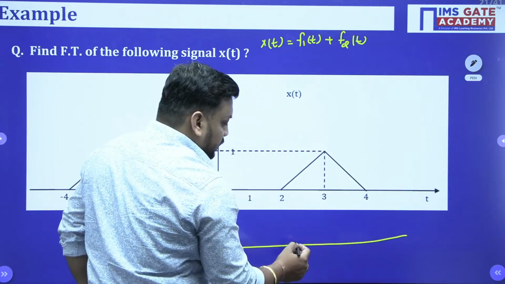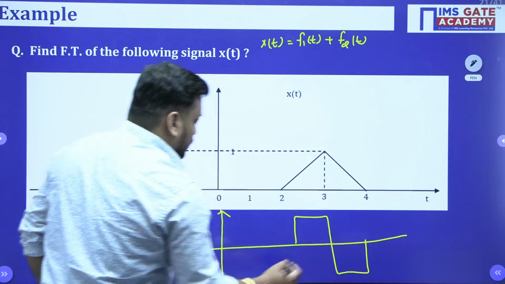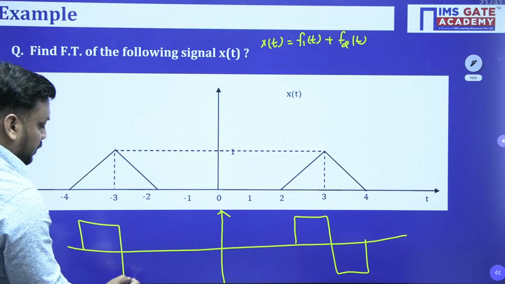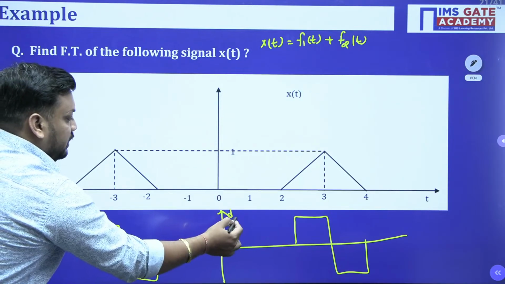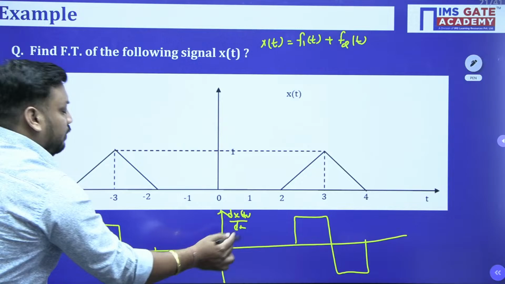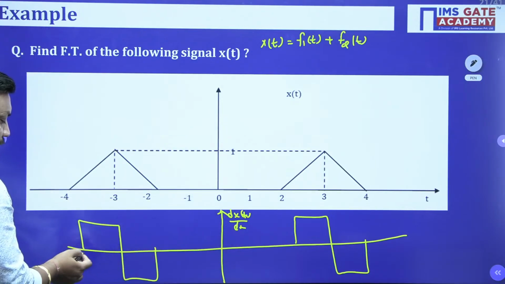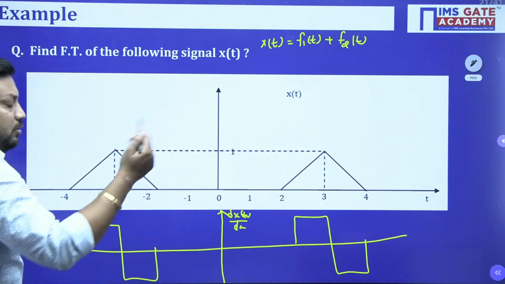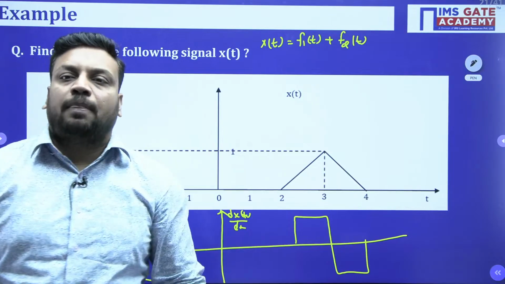When you differentiate one time, you will get such a nature. Again, this is x(t), then this is dx(t)/dt. And when you differentiate twice, it will become impulses. Here rising edge, falling edge, rising edge, and you can write the equation as well.